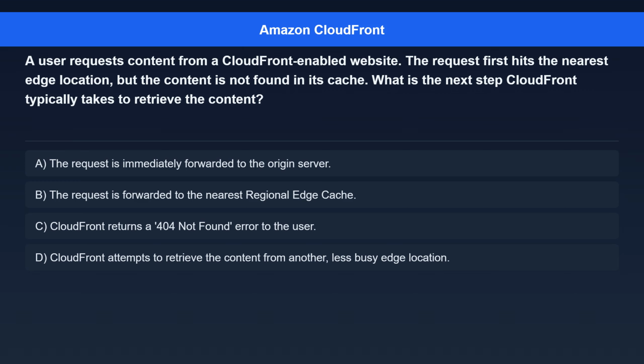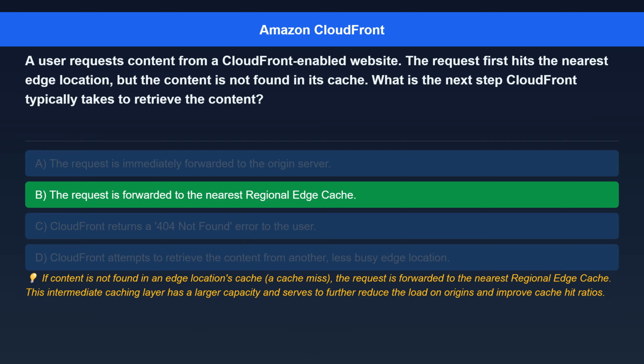Question 8. A user requests content from a CloudFront-enabled website. The request first hits the nearest edge location, but the content is not found in its cache. What is the next step CloudFront typically takes to retrieve the content? Option A, the request is immediately forwarded to the origin server. Option B, the request is forwarded to the nearest regional edge cache. Option C, CloudFront returns a 404 not found error to the user. Option D, CloudFront attempts to retrieve the content from another, less busy edge location.